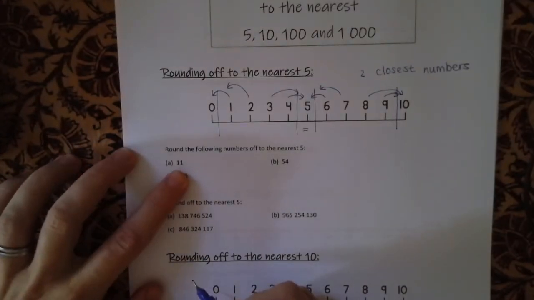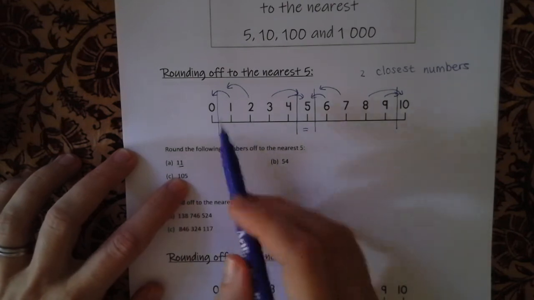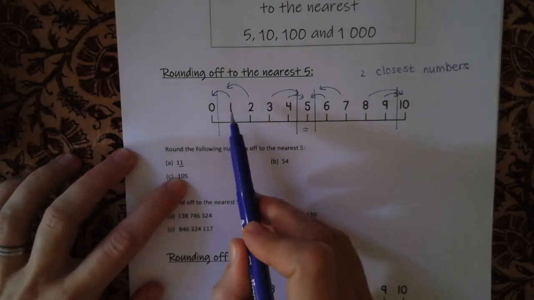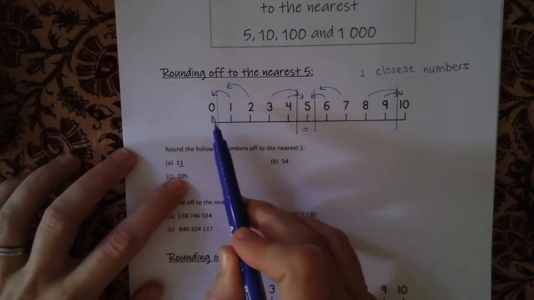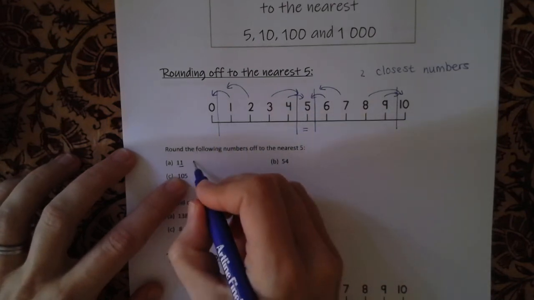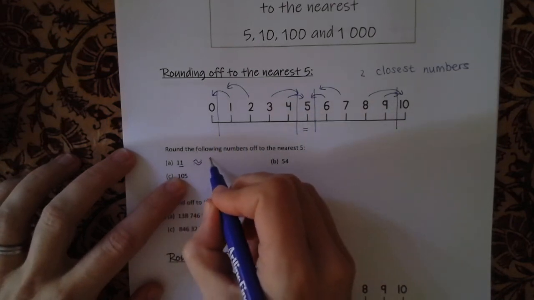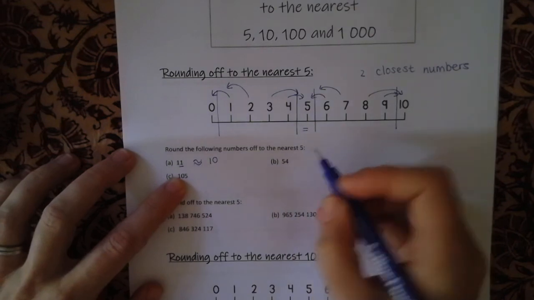So here we have 11. So it ends on a 1. So go to your number line, you will see the number ends on a 1, then it rounds down to 0. So then when you round this off to the nearest 5, 11 becomes 10.